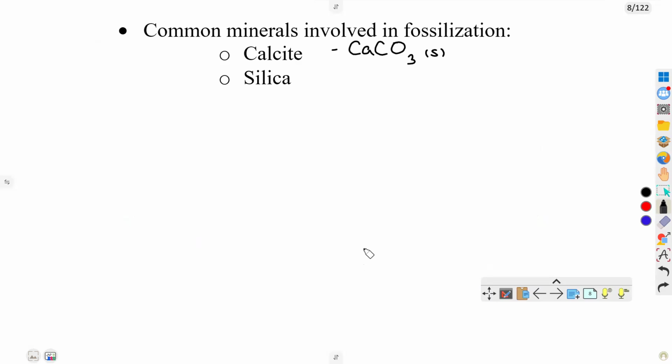Now, minerals that are going to be involved in fossilization will be calcite and silica. Calcite, the main one like this, is going to be calcium carbonate, whereas silica is going to have silicon compounds.